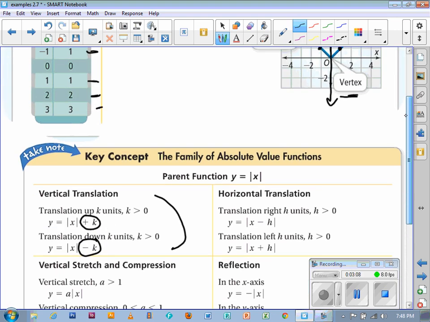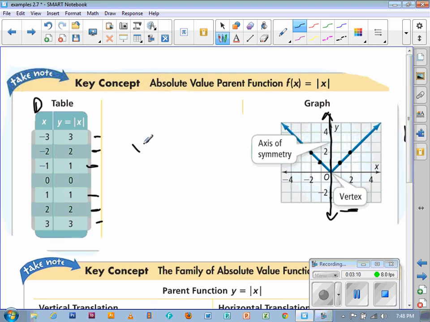For example, if I would take this parent function, the absolute value of x, and I wanted to add 3, that's simply going to take all these outputs and add 3 to them. Once again, it's going to move it up 3 units. It isn't going to change the shape of the V. It just translates it up 3. So it's pretty simple. If you know the parent function, just move it up 3, and you'll have your graph of this equation.